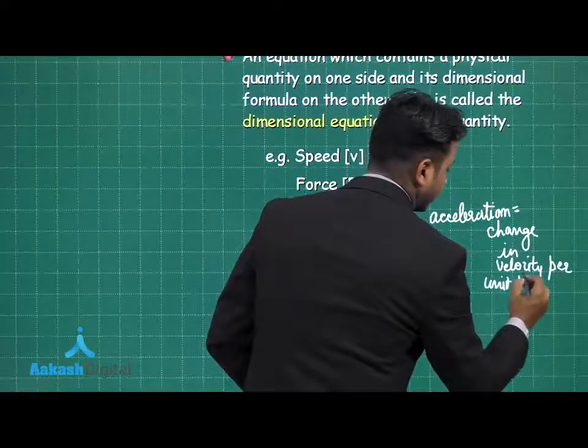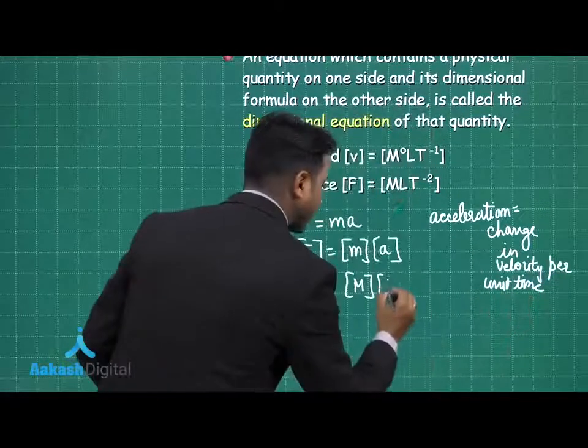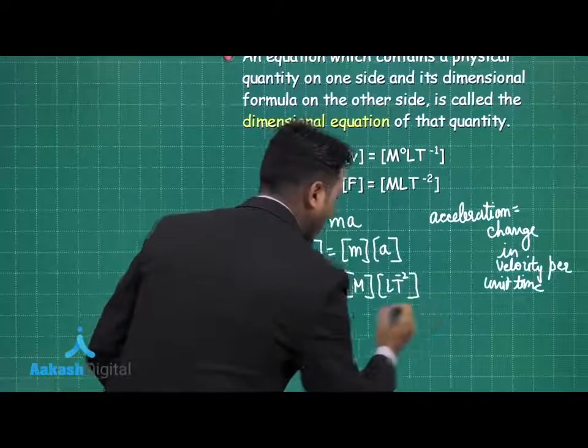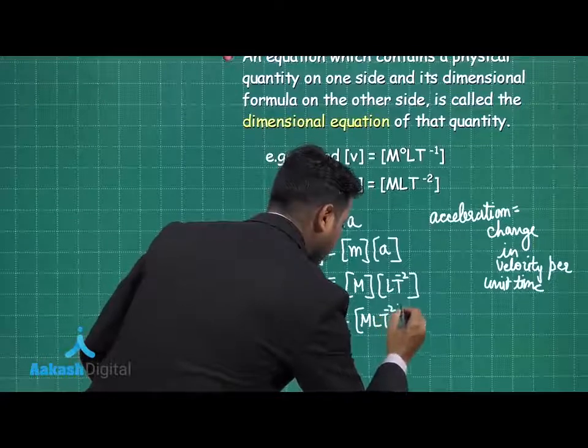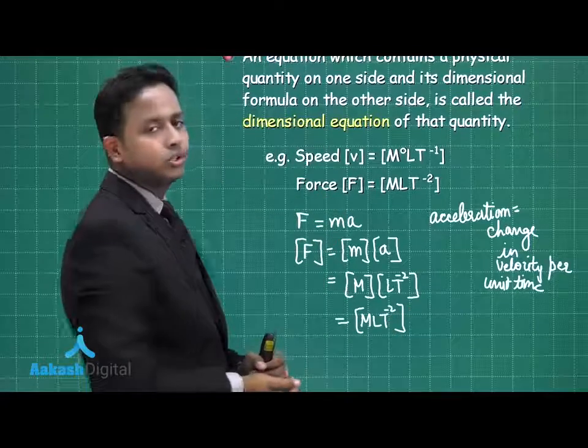So this is actually velocity upon time. So this is LT minus 2. And if you solve it up, this is m LT minus 2. So that's how the dimensions you can find out.